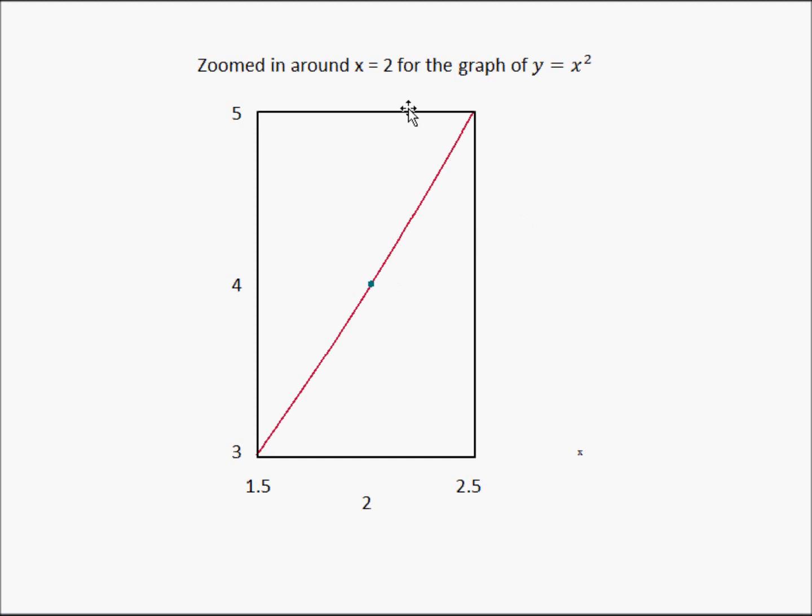But since it starts to look like a straight line in here eventually, then I should be able to find the slope between 2 points around x equals 2. And as I bring those points closer together on this graph, they start to look more and more like a line. So the slope around 2 should start to approach some number.